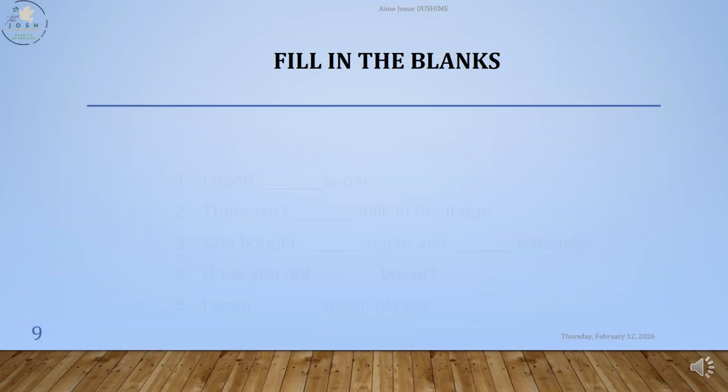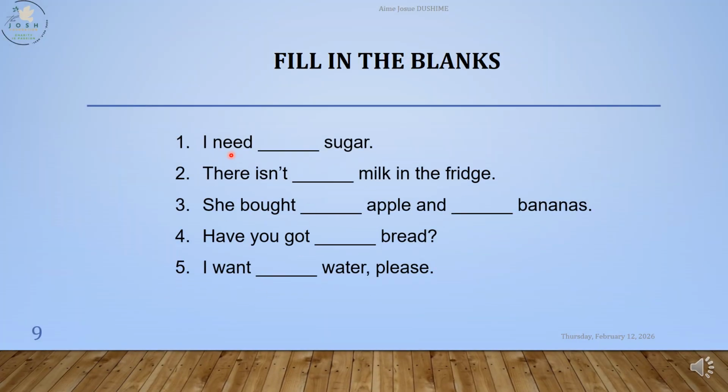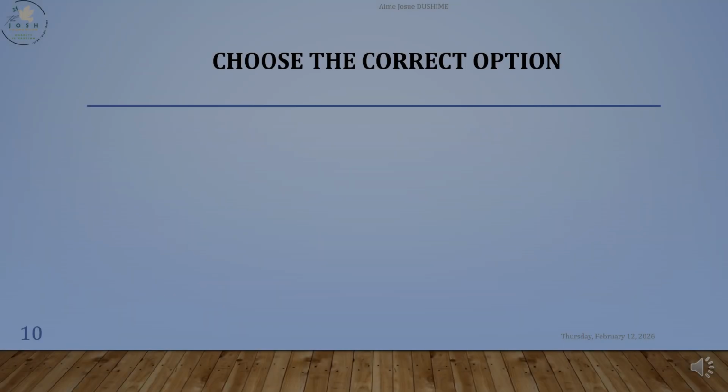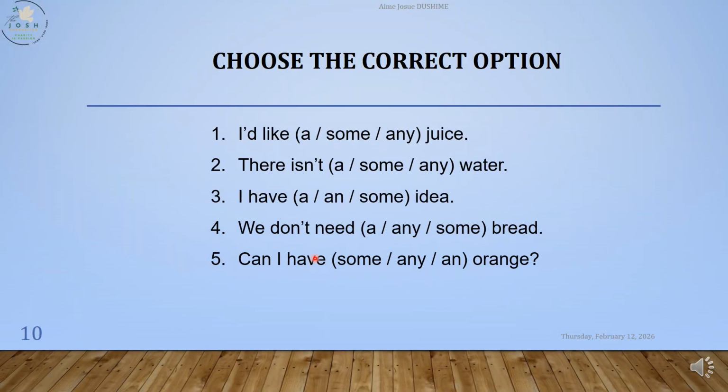Let's fill in the blanks. I need dash dash sugar. You're going to choose between a, some or any. There isn't dash dash milk in the fridge. She bought dash dash apple and dash dash bananas. Have you got dash dash bread? I want dash dash water, please. Choose the correct option. Here you have answers, then you choose.